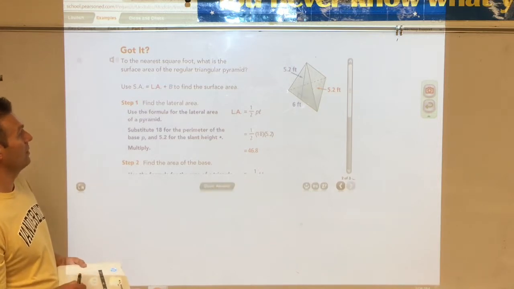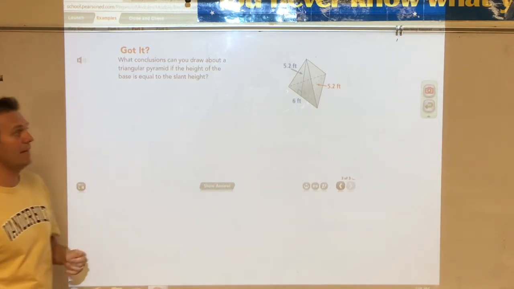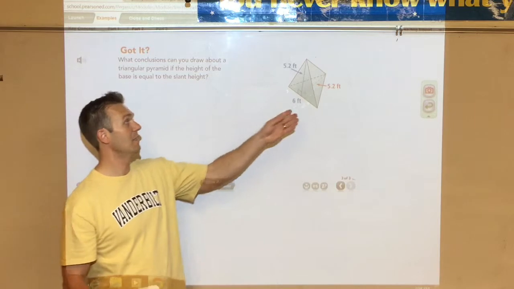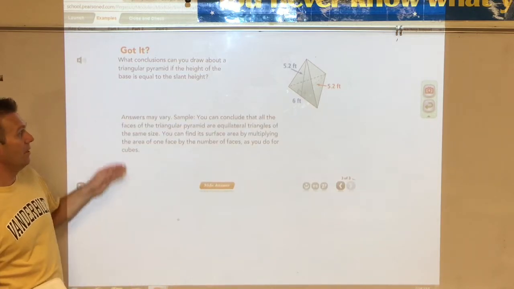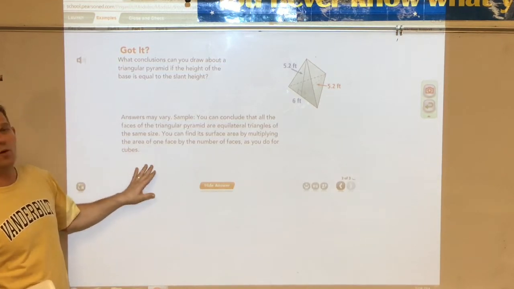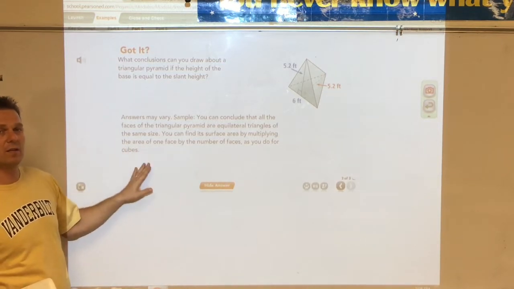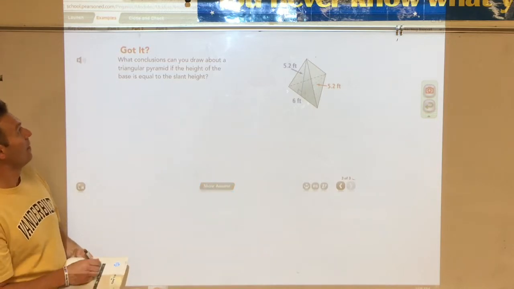Let's have a quick look at number 3. What conclusions can you draw about a triangular pyramid if the height of the base is equal to the slant height? You conclude that all the faces of the triangle are equilateral triangles. No worries, they're equilateral triangles. You're not going to see this on a test, so don't even worry about it. Part 3.